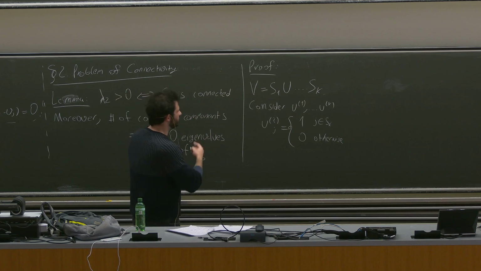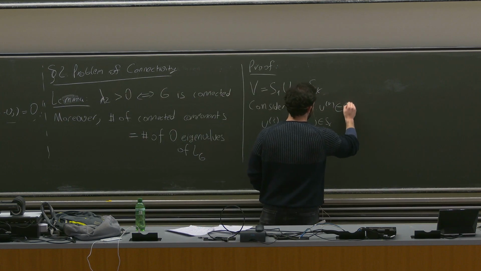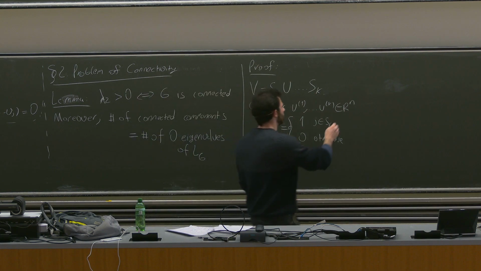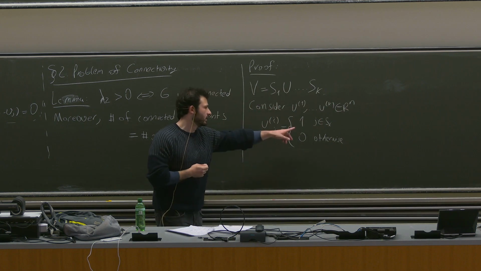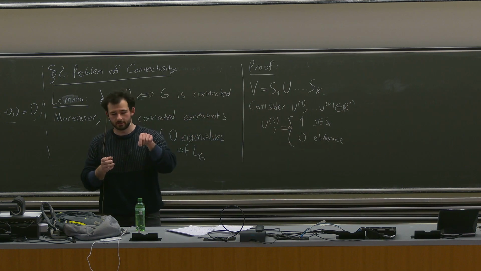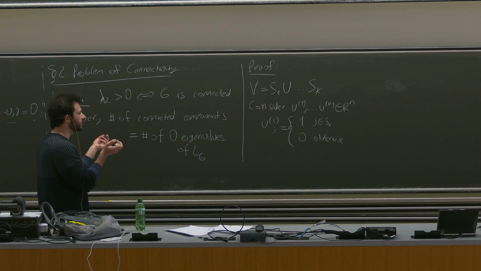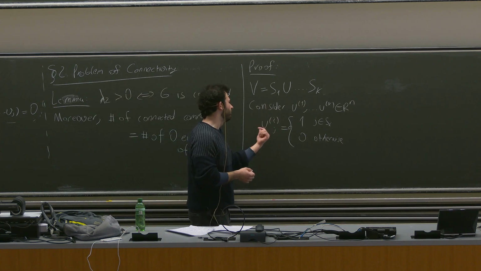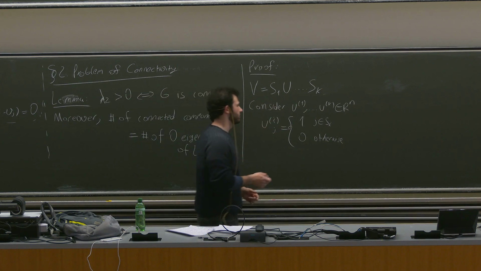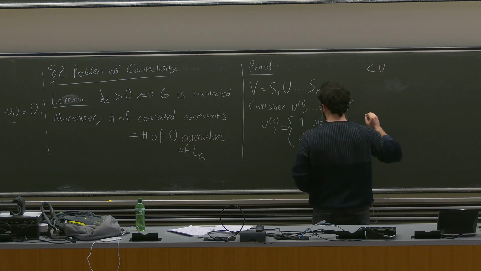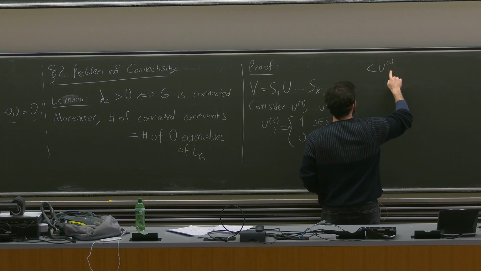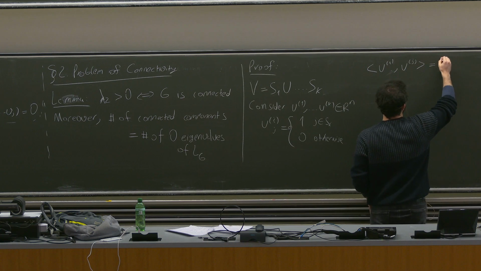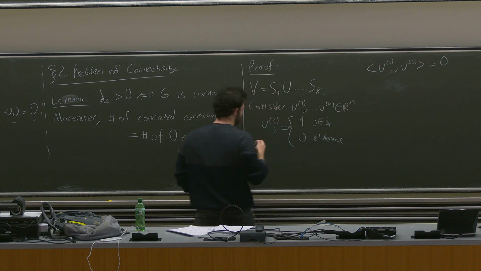These vectors are all in R^n, and one thing to notice about them is that they're orthogonal. Why are they orthogonal? Because they have positive entries only in their connected components, and these connected components are disjoint. So when we take the inner product of these two vectors, wherever one of them is 1, the other one will be 0, and vice versa. So we have that u_i transpose u_j equals 0.